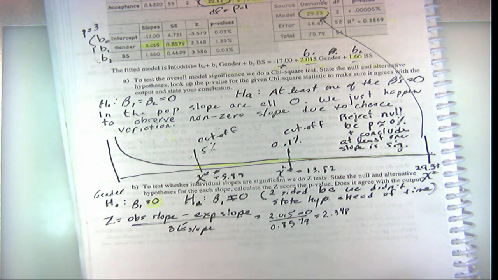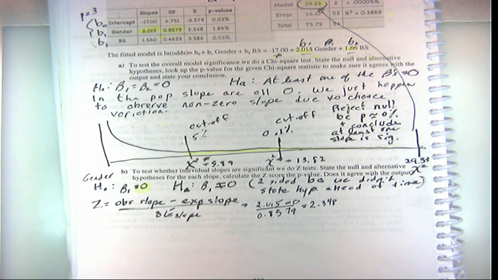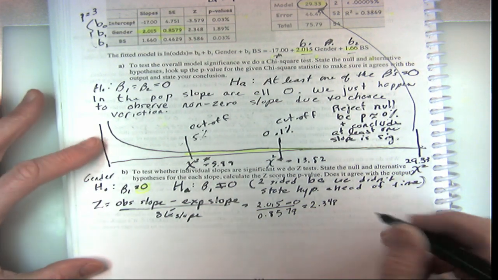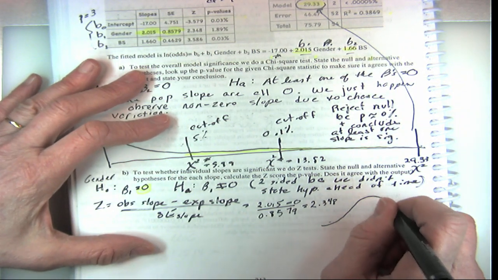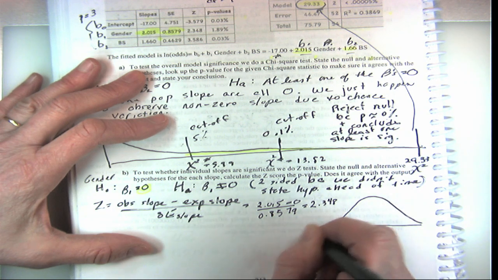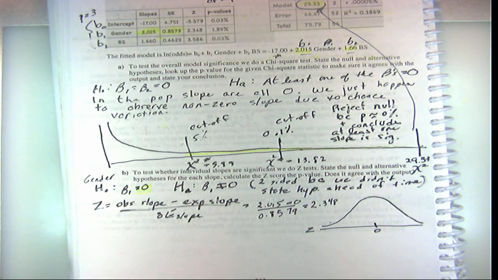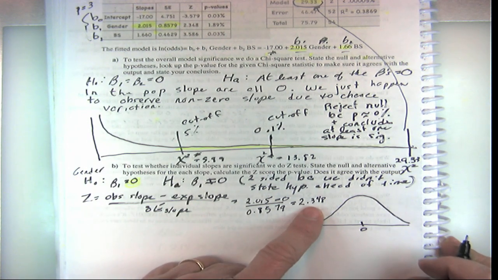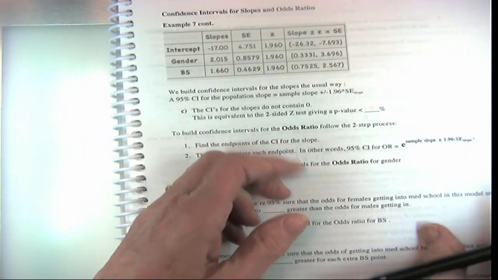And we can see if it's a one-sided or a two-sided p-value. So we'll just draw the picture here, right here. This is as a z. We expect 0. And as a z, we got 2.348. Let's look that up. 2.348.